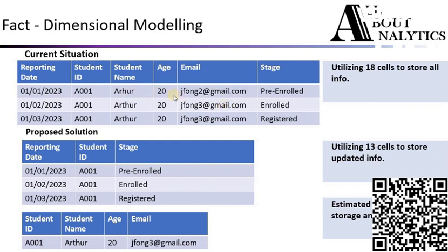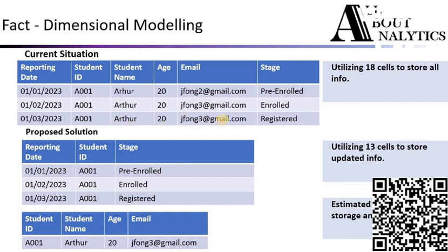But what is the key information that we want to gather from here? Is it the student name, the age, or the email? All these are information that is related to the students. For example, this student in the month of January keyed in the wrong student name, and changed his name in the month of February from Ahar to Arthur. This student also changed his email address from the previous jfong2 to jfong3. So what is important about this information here? The important information is the latest updates of the student name, age, and email.